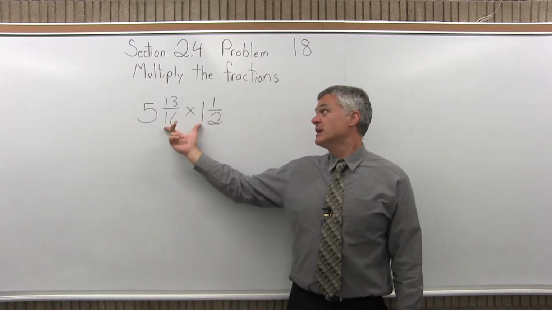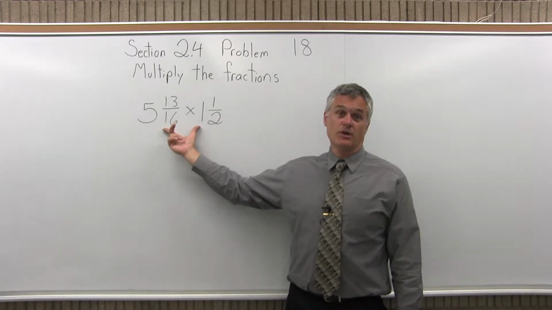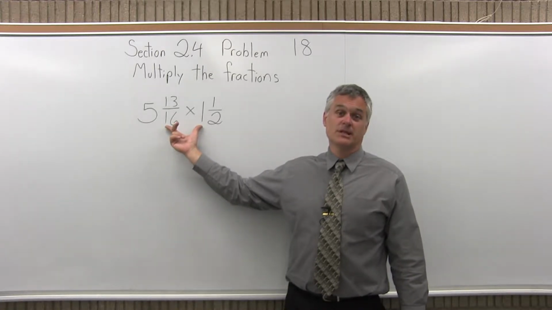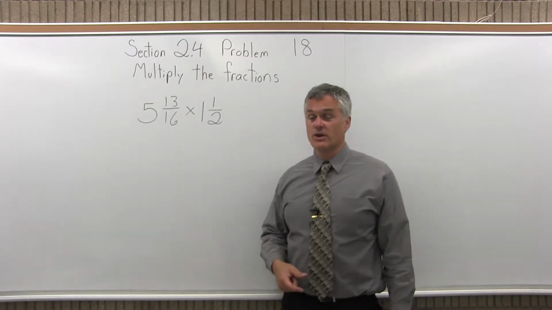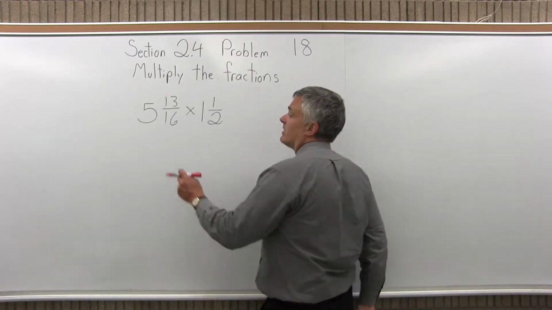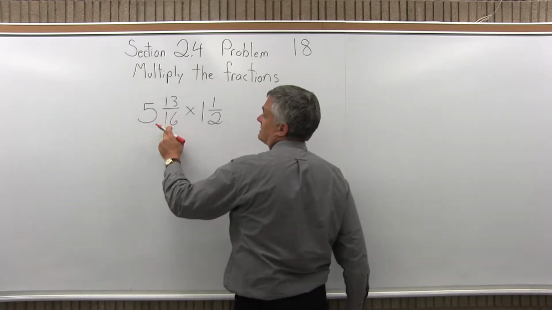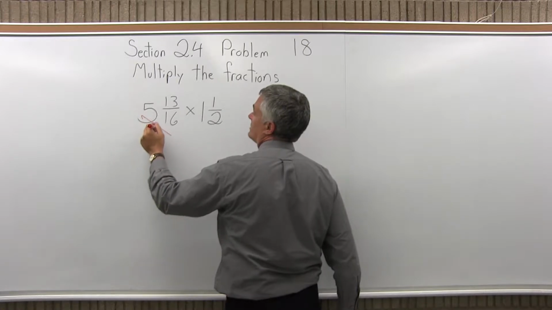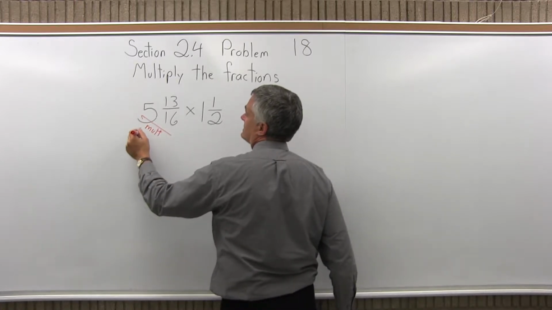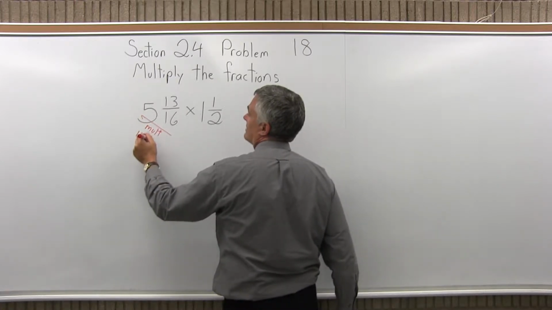These fractions have more than just a numerator and a denominator. They have a whole number in front. These are mixed numbers, so we have to write them in a form that has only a numerator and a denominator. So the first one, 5 and 13/16, we multiply the denominator times the whole number in front. So we will multiply 16 times 5.